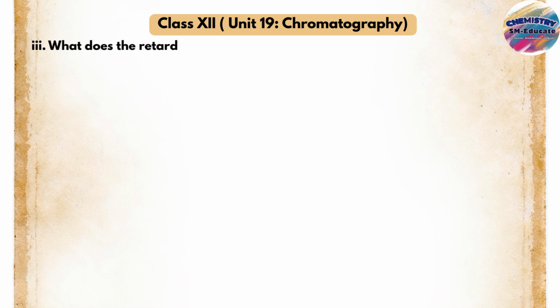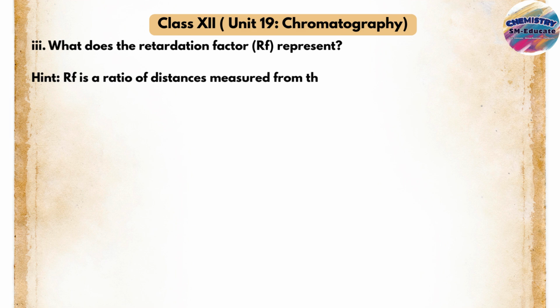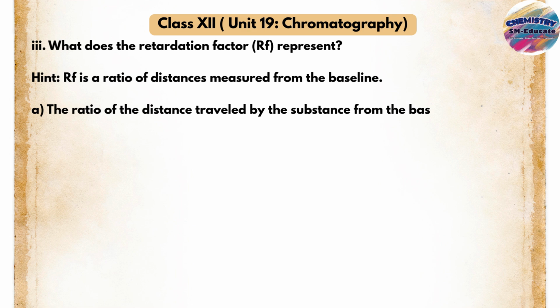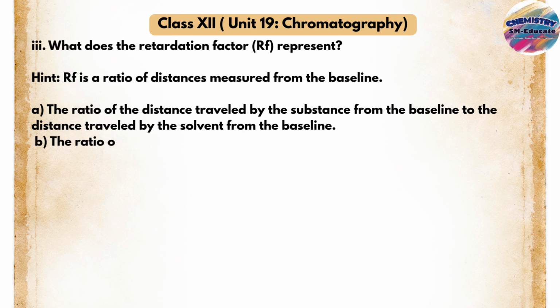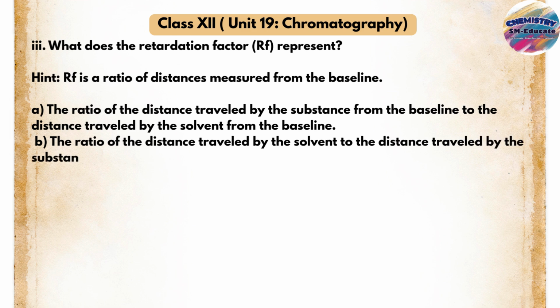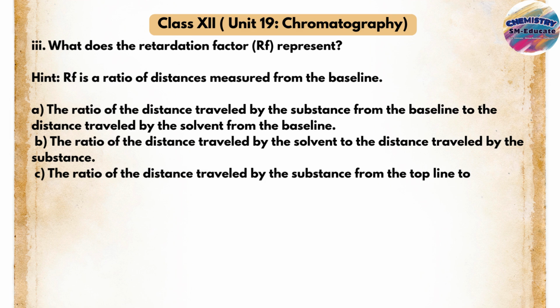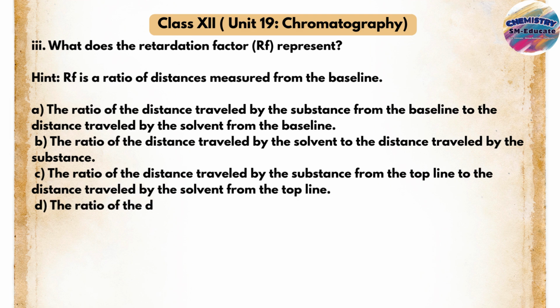3. What does the retardation factor, RF, represent? Hint: RF is a ratio of distances measured from the baseline. A. The ratio of the distance traveled by the substance from the baseline to the distance traveled by the solvent from the baseline. B. The ratio of the distance traveled by the solvent to the distance traveled by the substance. C. The ratio of the distance traveled by the substance from the top line to the distance traveled by the solvent from the top line.